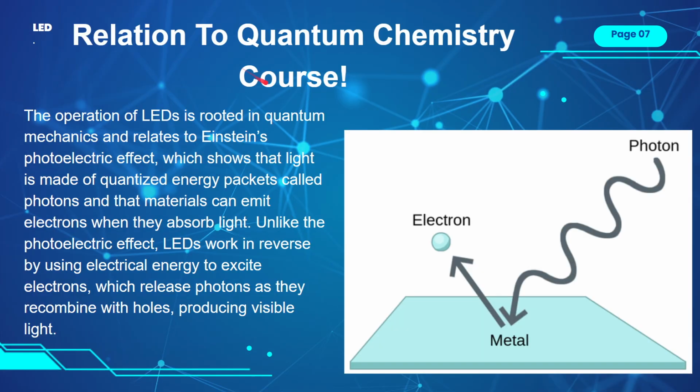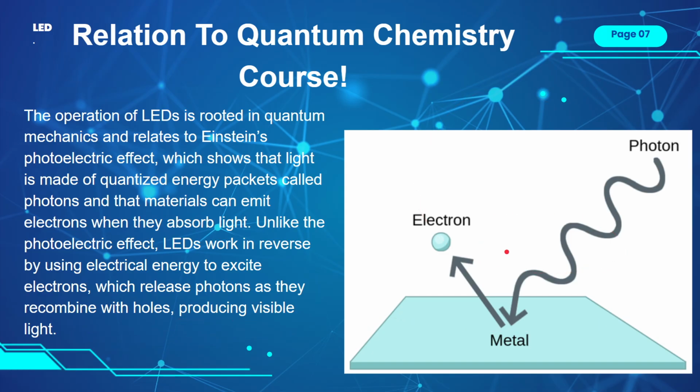How this relates to quantum chemistry. The operation of LEDs is rooted in quantum mechanics and relates to Einstein's photoelectric effect, which shows that light is made of quantized energy packets called photons, and that a material can emit electrons when it absorbs light. Unlike the photoelectric effect, LEDs work in reverse, by using electrical energy to excite electrons, which release photons as they recombine with holes, producing visible light.